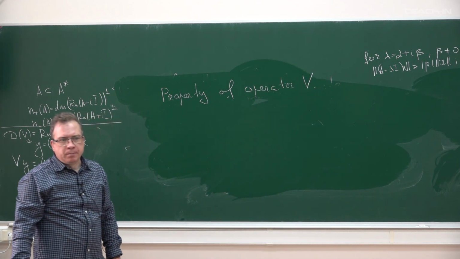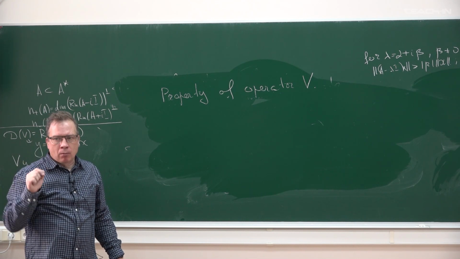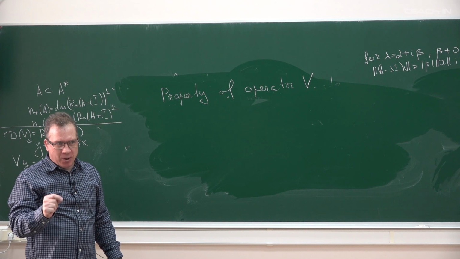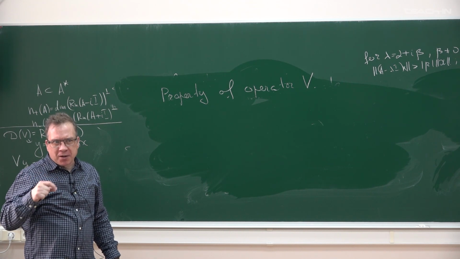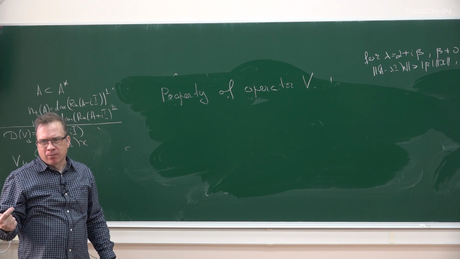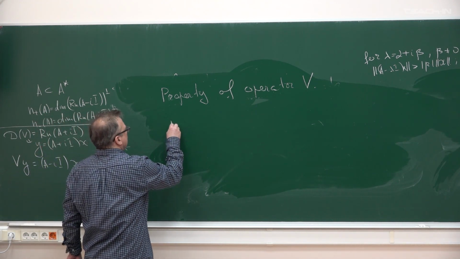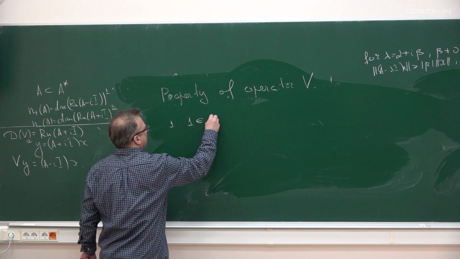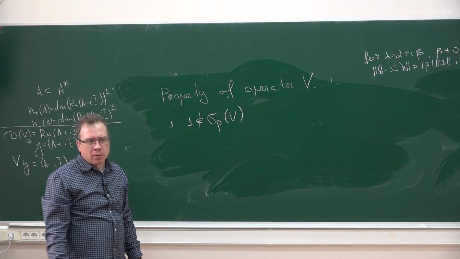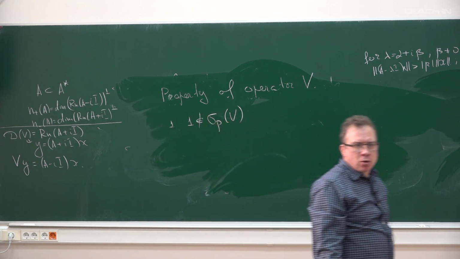Property of operator V. It is not a property of an arbitrary isometric operator. It is a property of the isometric operator which we obtain from the Cayley transform. First property, I state that 1 is not in the point spectrum.